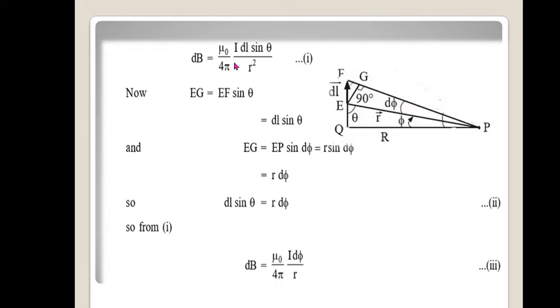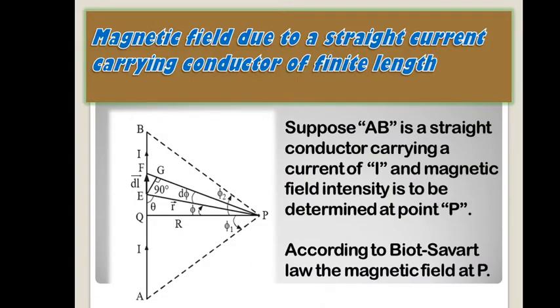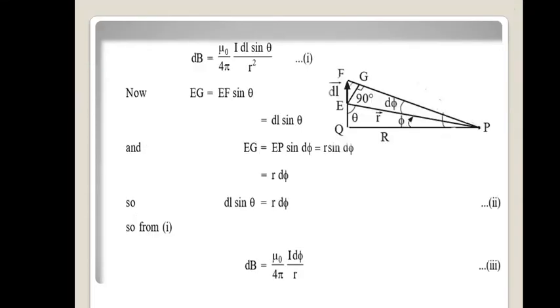Okay, so now our dB is equal to mu naught by 4 pi into I dl sine theta, whole divided by r square. Hope that you remember that in the previous class we derived this one already, is that right? So right now, by using that equation only, we are going to get this expression for the magnetic field due to a straight current carrying conductor of a finite length.